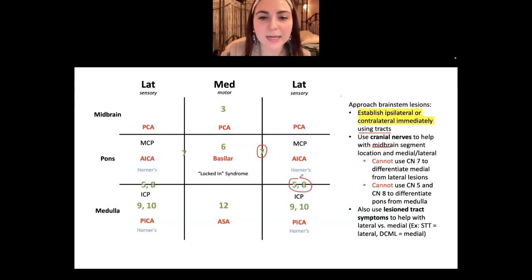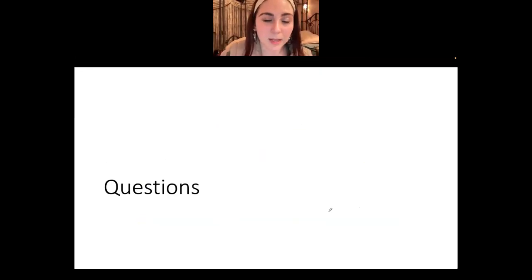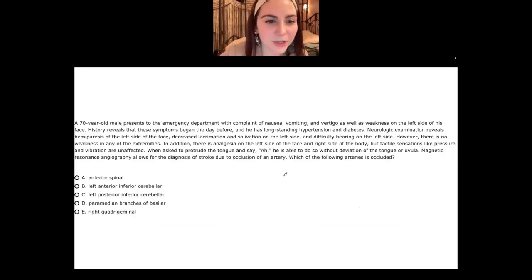You can't use 5 and 8 to identify between pons and medulla, again just because they're massive nuclei and there's a lot of them. And then you can also use, like I said, the lesion tracks. However you want to do this will work. And I want to show you. So I want to do one question, just showing you how to do it. We're going to do it together, and then you can practice it using the other questions in here.